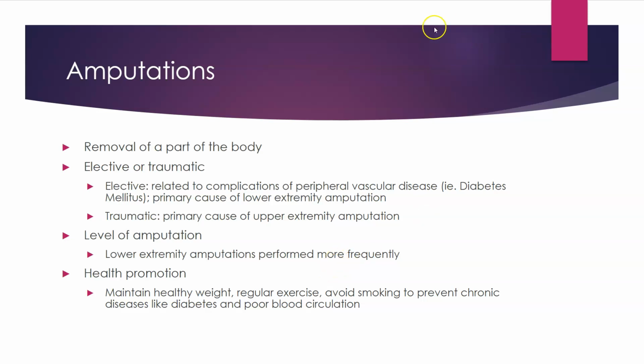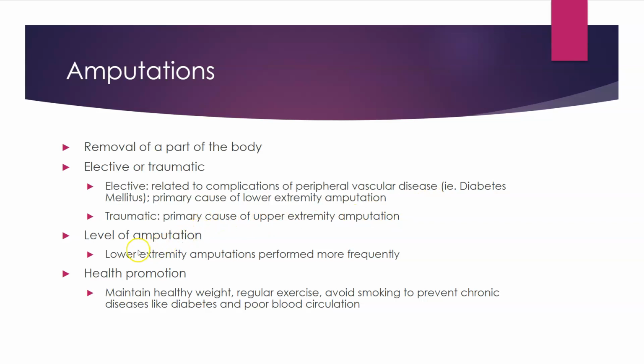Amputation, so we might have to remove part of a body. This could be either elective or traumatic. Elective is more commonly related to diabetes mellitus, in which you're getting poor perfusion, and peripheral vascular disease, versus traumatic, in which it's being cut off. Key things for traumatic amputations that I've seen commonly would be related to lawnmowers and snowblowers.